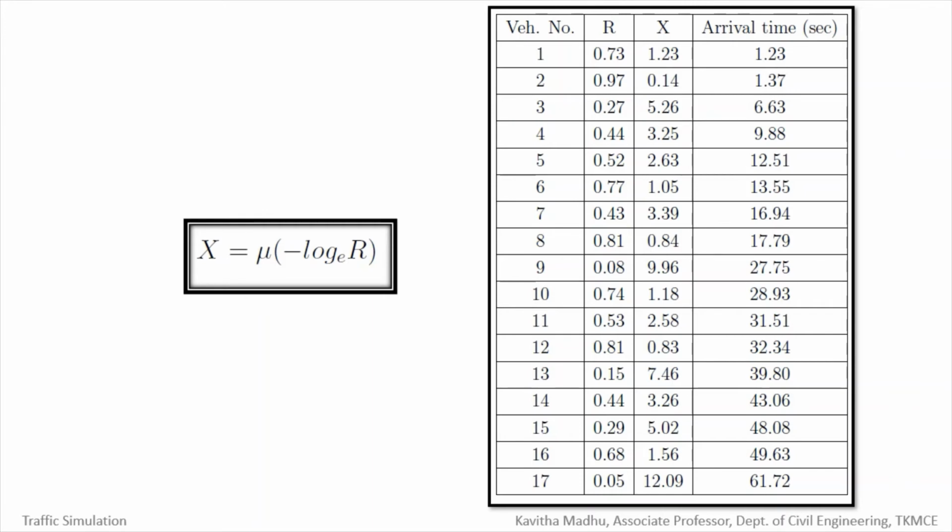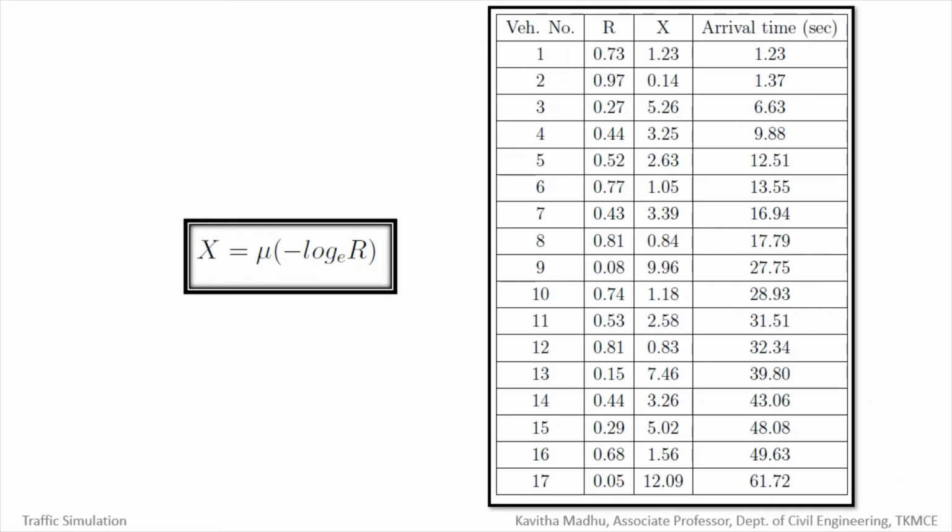Then let's consider the second vehicle. Let the random number be 0.97. Then x is 0.14, or the headway is 0.14. What will be the cumulative headway? It will be 1.23 plus 0.14, which is 1.37. In a similar way, you can calculate at what time different vehicles are arriving.